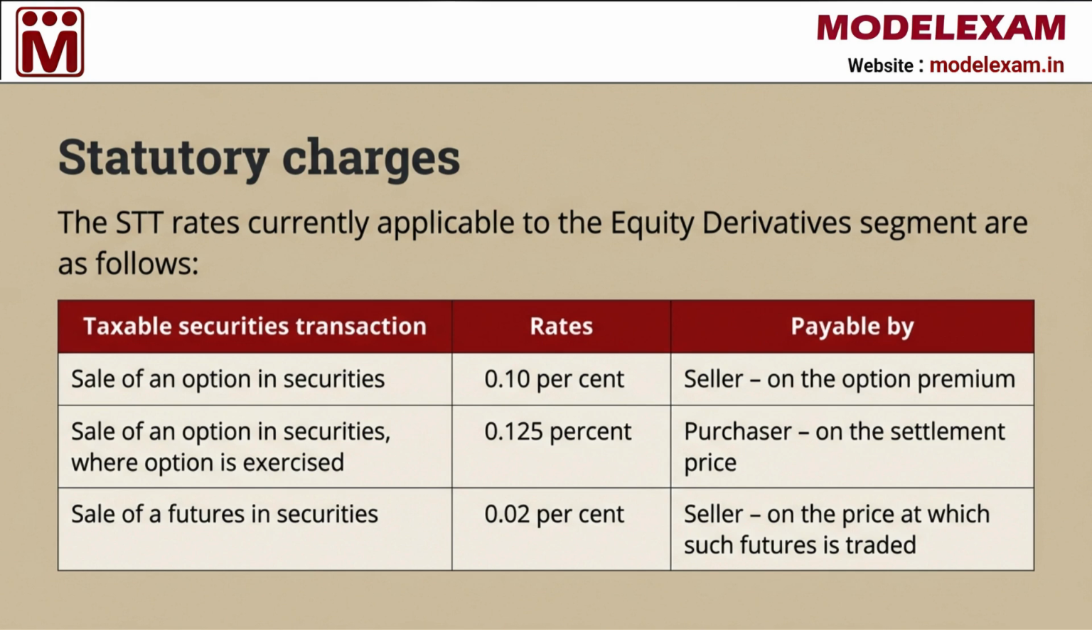To give you more detail, the current STT rates for equity derivatives depend on the type of trade you are doing. If you sell an option, you pay 0.10% on the option premium. If you are the purchaser and you choose to exercise an option, you are charged 0.125% on the settlement price. For those selling a futures contract, the rate is 0.02% of the price where the trade happened.